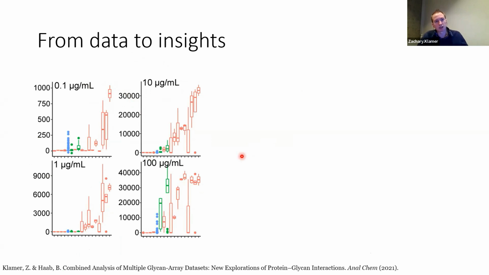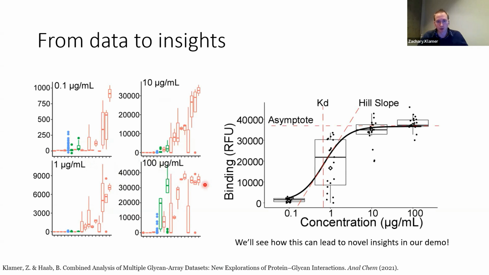And this allowed us to get brand new insights in the data, because we found that you could actually fit a 3 or 4 parameter binding curve to the average binding of these motifs. This is really great because it allowed us to get estimates of the apparent binding properties at a motif level. So you could get the KD of that motif, the hill slope of that motif, and the asymptote of that motif. This could actually also be done for glycans as well, as we'll see later. And in the demo, we'll be able to see how this can let us get new insights into our data.